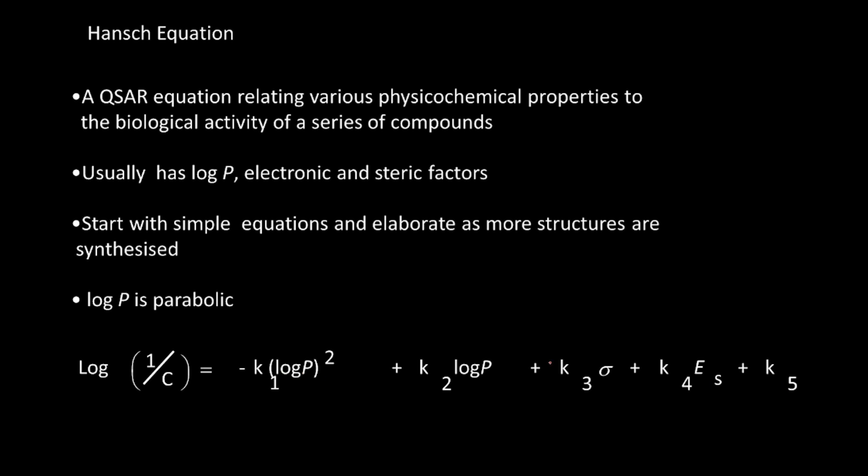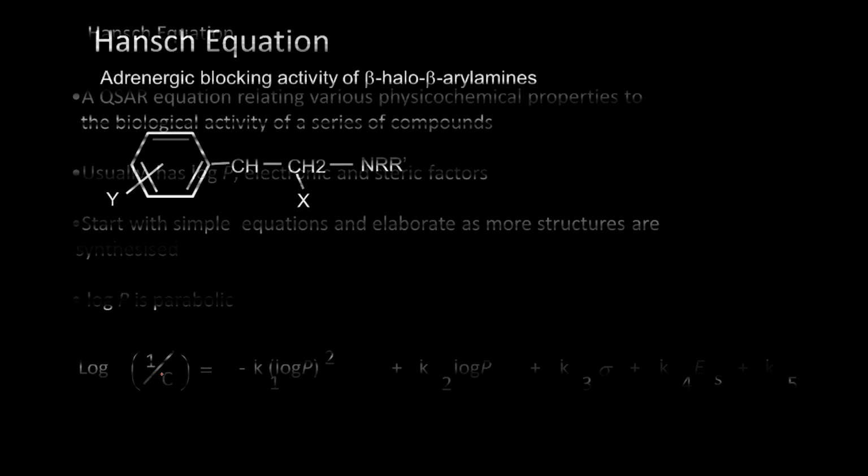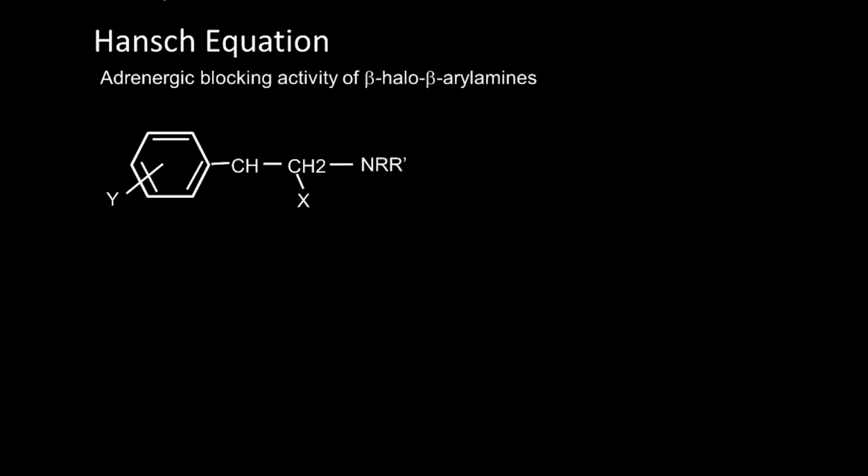Okay. Remember, QSAR we can develop only when we have some experimental data for activity, that's the left hand side, or we get some data from literature where someone else has estimated the activity for a series of compounds. Okay. So look at this adrenergic blocking activity of beta halo, beta aryl amines. Okay, these are amines, aryl amines, as you can see here. We have the nitrogen here, and that's why we call them aryl amines.